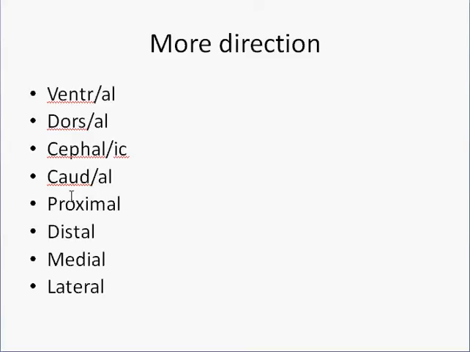Proximal means that it is closest to the point of origin or point of attachment. Distal means that it will be furthest from the point of origin. Medial will be closest to the midline, or the center. And lateral will be on the sides.